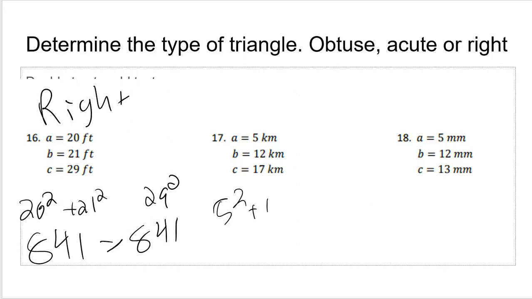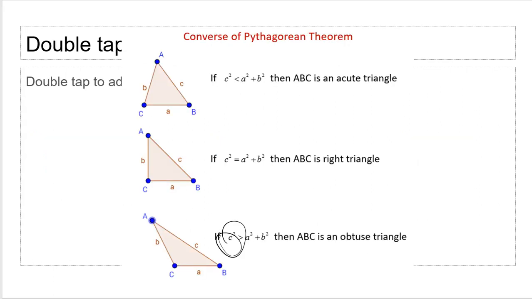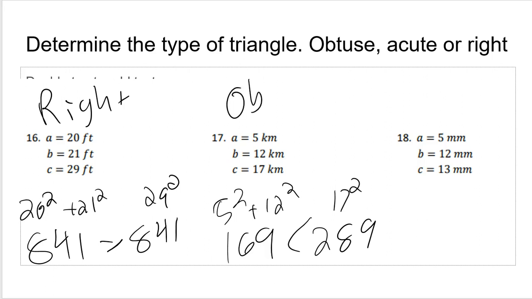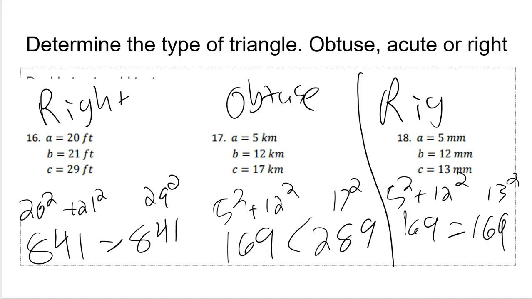This is 5 squared plus 12 squared, and then 17 squared. 5 squared plus 12 squared is 169. 17 squared is 289. Let's make sure the hypotenuse is larger, so it's obtuse. Then this is 5 squared plus 12 squared, and then 13 squared. That's 169, and 13 squared is also 169, so it's equal, so that's right. And there we go.